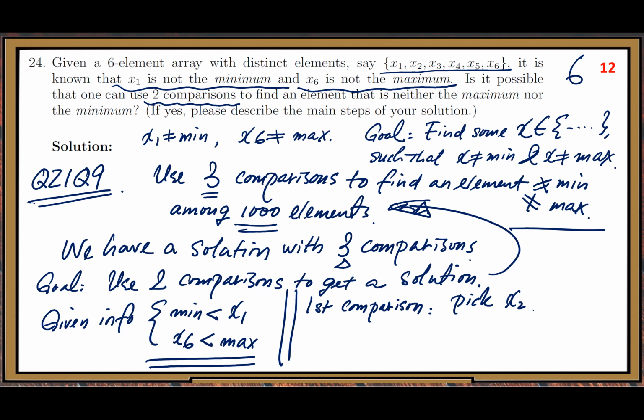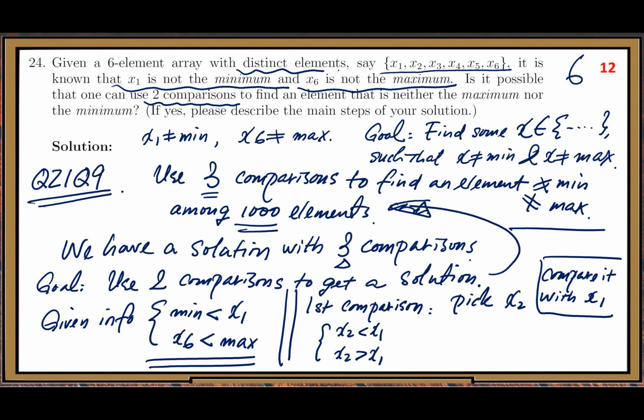Let's say we compare with x1. The first comparison, compare x2 with x1. So you have two cases. The first case, x2 is less than x1. The second case, x2 is greater than x1. Here I assume distinct elements, so do not consider the equal case. You only have these two cases.